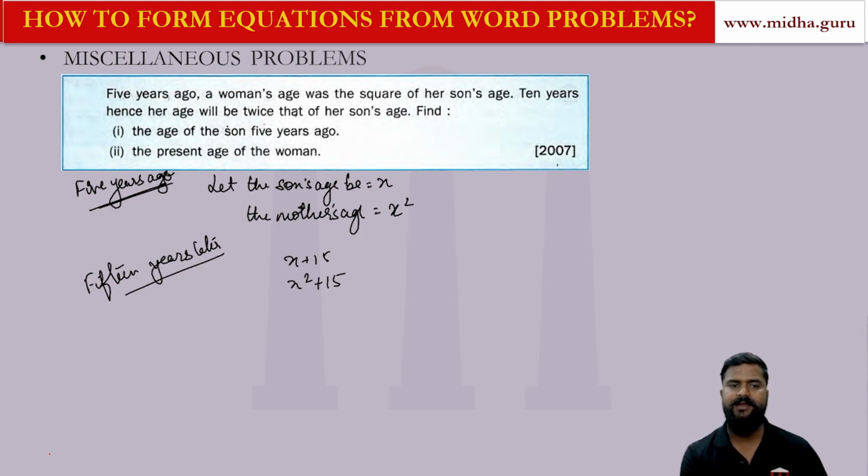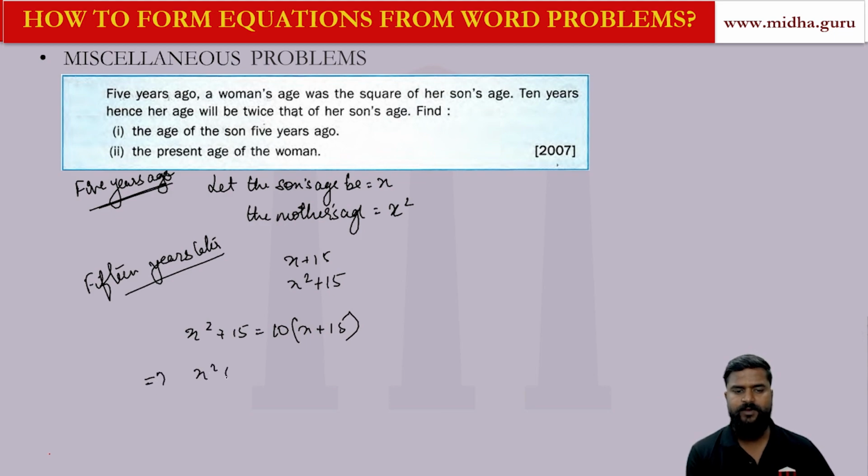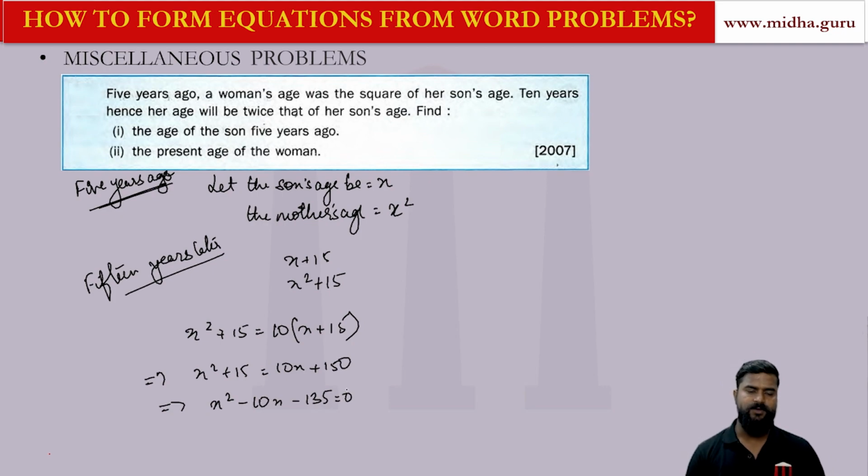Now it says 10 years hence, find the present age of the woman. To form this equation, we need to understand that 10 years hence, her age is twice that of her son. So here, it is x squared plus 15 is equal to 10 into x plus 15. So I get x squared plus 15 is equal to 10x plus 150. Bringing all to one side, I get x squared minus 10x minus 135 is equal to 0. So from this given statement, this is how I formed an equation.